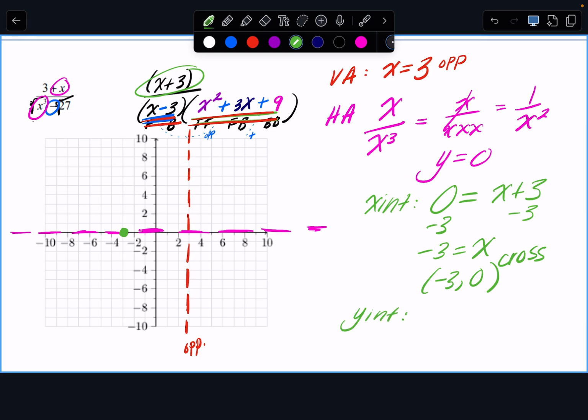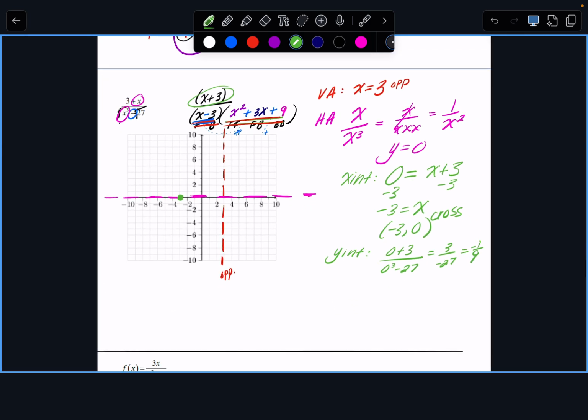Then the y-intercept, we plug in 0. So that would be 0 plus 3 divided by 0 cubed minus 27, which is 3 over negative 27, which is negative 1/9. We plugged in 0 and we got negative 1/9.